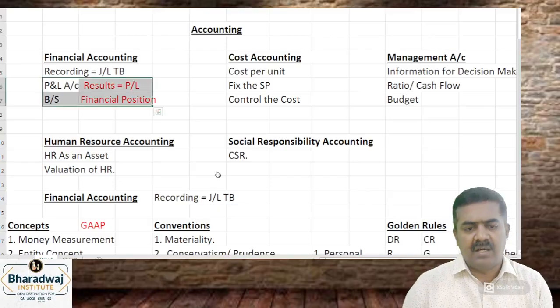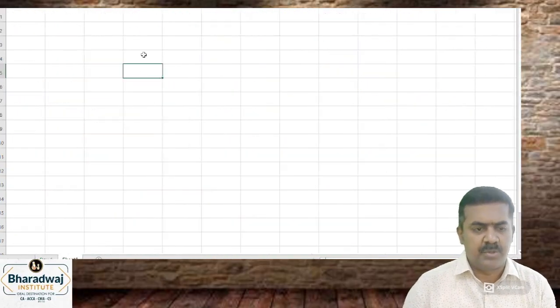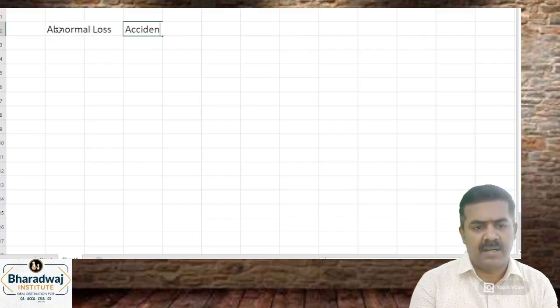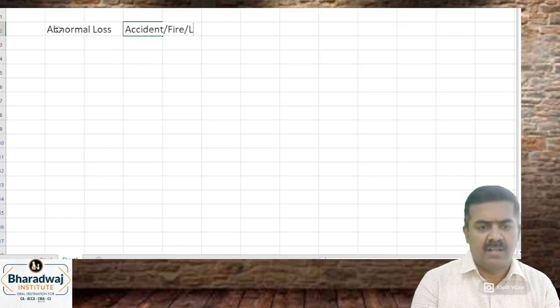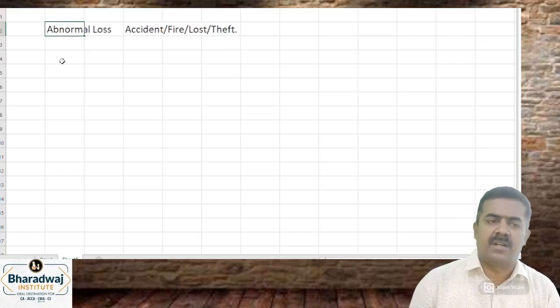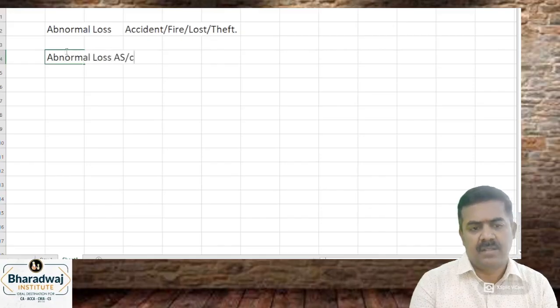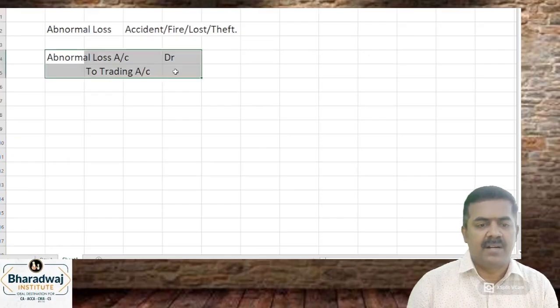Here we'll have a small confusion on this abnormal loss. Let us learn that. Abnormal loss can happen because of accident or because of fire, loss, theft. All those things we call abnormal loss. Abnormal loss is first recognized in the trading account. Abnormal loss account is credited to the trading account.